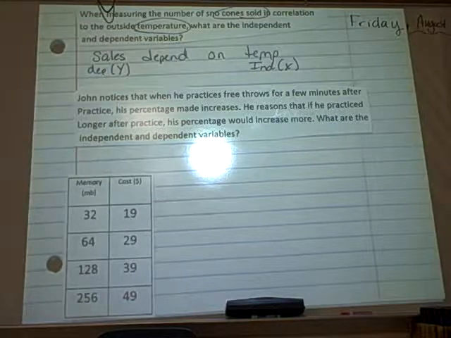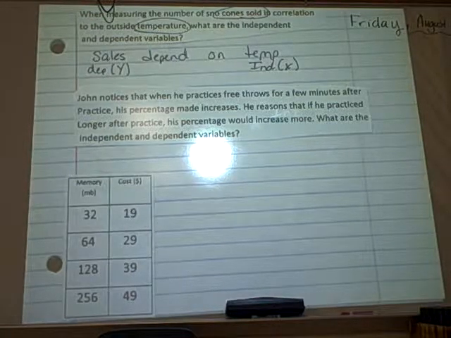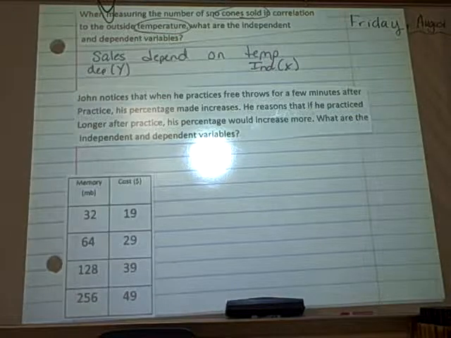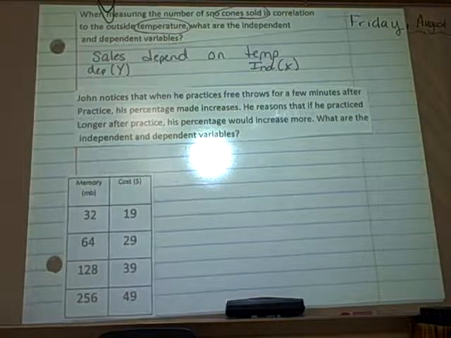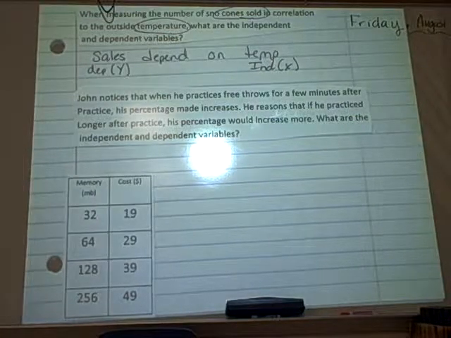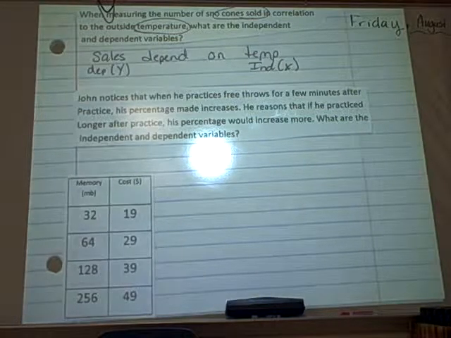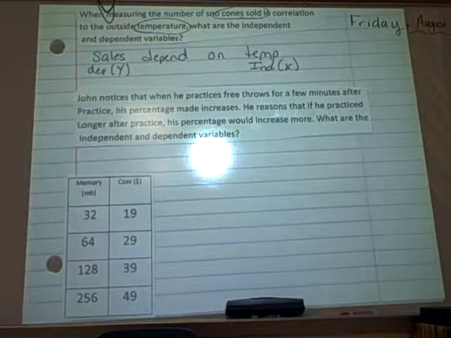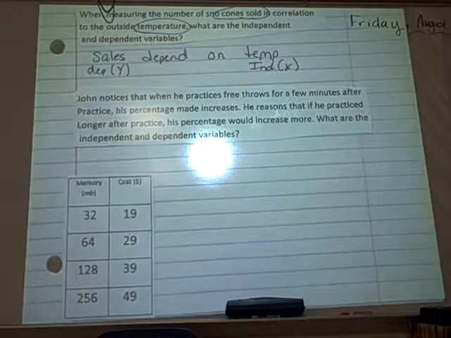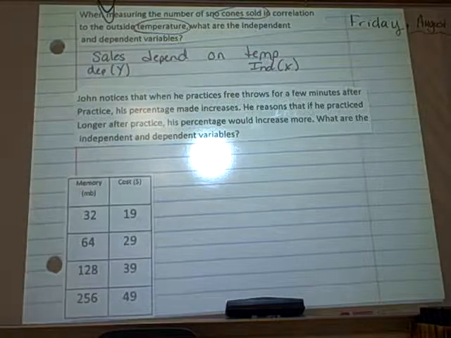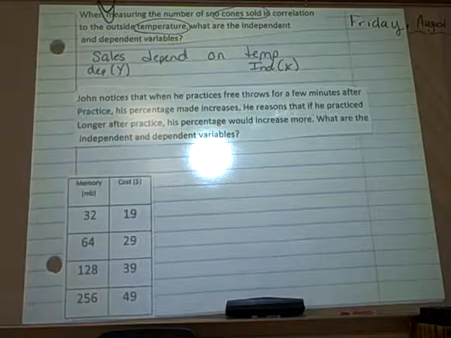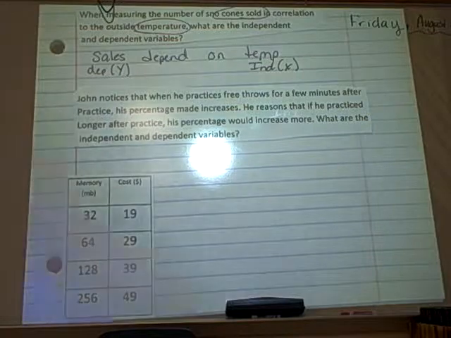Okay, John notices that when he practices free throws for a few minutes after practice, his percentage made increases. He reasons that if he practiced longer, his percentage would increase more. That makes sense. What are the independent and dependent variables? So what do you think our variables are here? What two things are changing? The percentage and the time. The time he spends practicing, right? Those are the two things we're looking at.